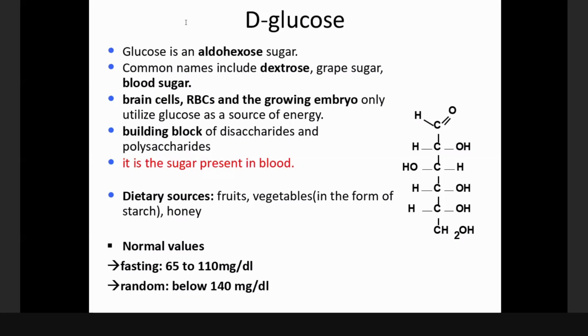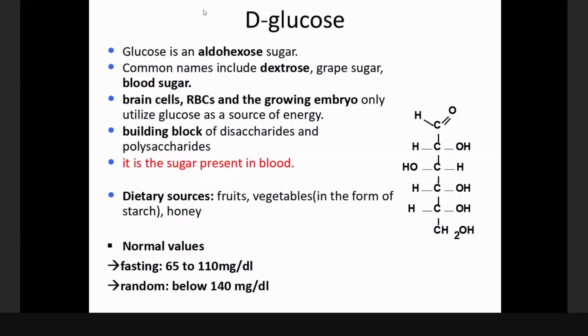Okay. Now let's see D-glucose, one by one. Glucose is an aldose sugar. It's an aldohexose. Hexose refers to what? The number of carbons is 6. Aldo indicates the functional group of glucose. It has an aldehyde functional group. And the common clinical name of glucose is dextrose.